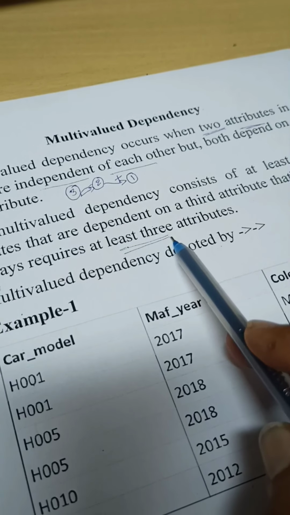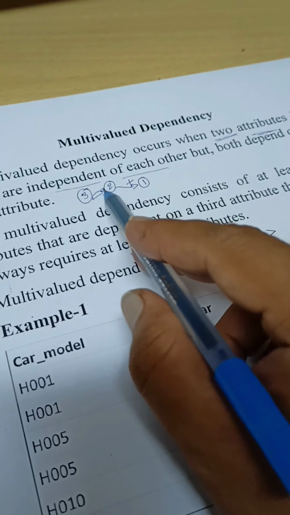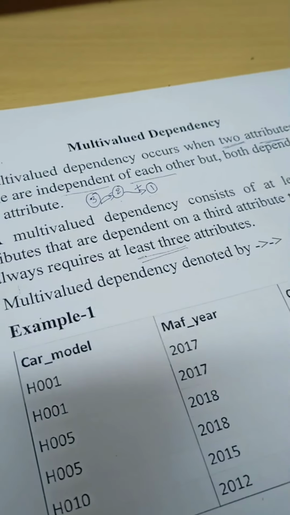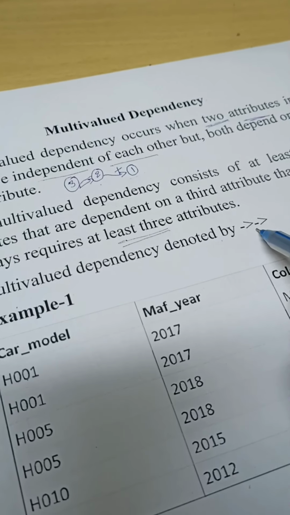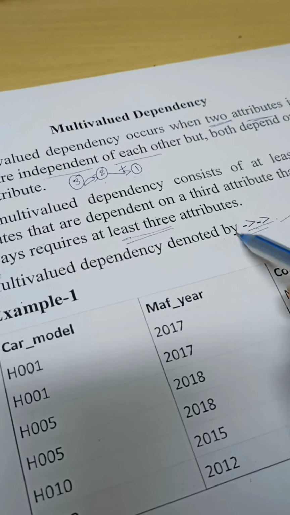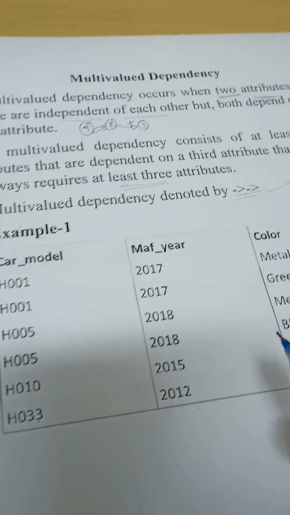Definitely here we want three attributes. Two of these attributes are independent, but these two attributes are dependent on the third attribute. Okay, now we will see the example. This multi-valued dependency is represented by this symbol, two arrows.